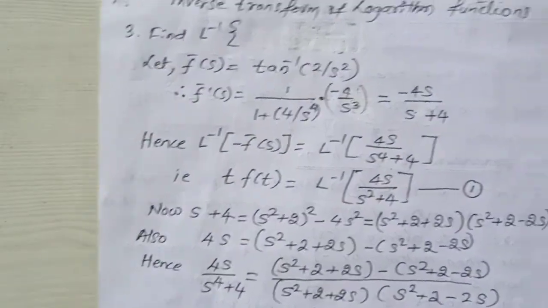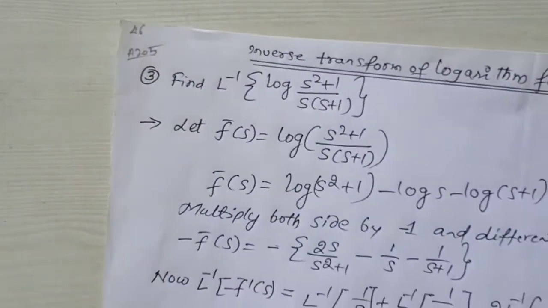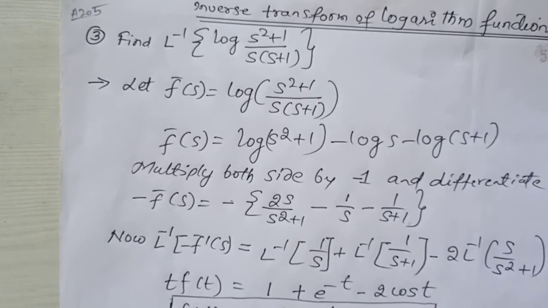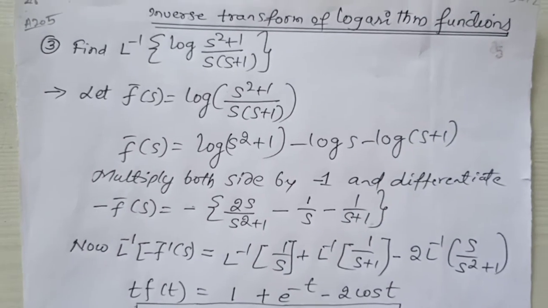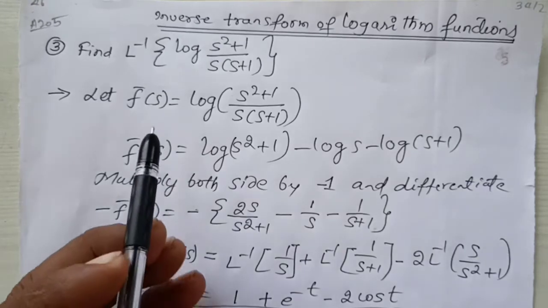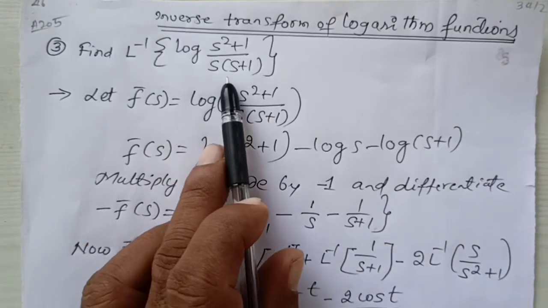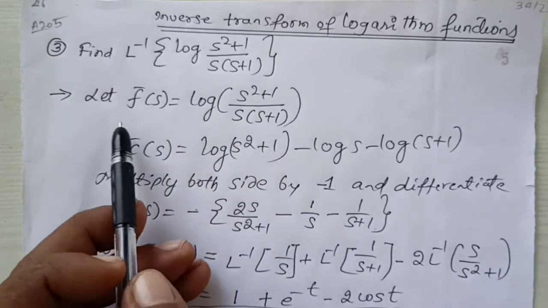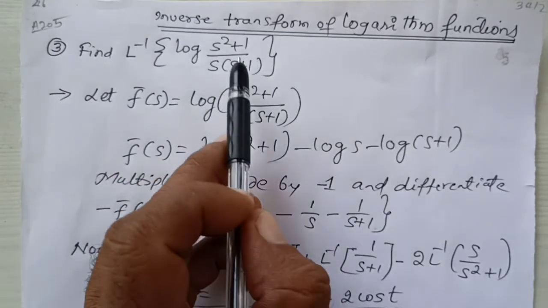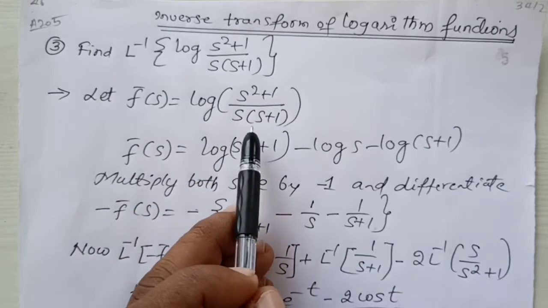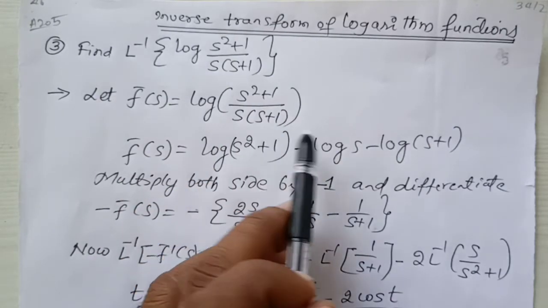Next, another one. The third one, problem number 3. This was also asked in August 2020 for 5 marks, by BTU University. Find the Laplace inverse of log of s square plus 1 divided by s into s plus 1. So the given function f bar s is equal to log of s square plus 1 divided by s into s plus 1.